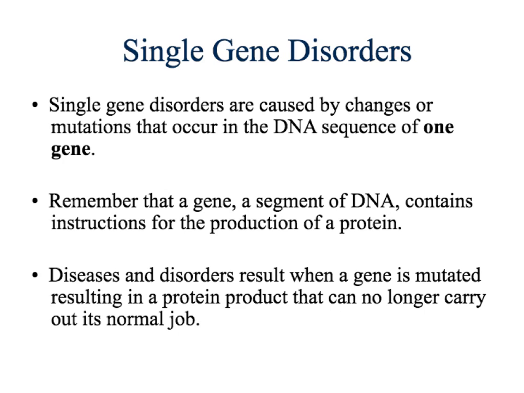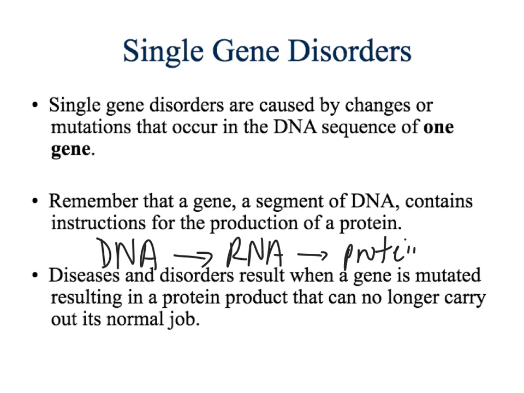Okay, so single gene is our first one. Single means one, gene means DNA. So single gene means one piece of your DNA, and it's going to cause a disorder. So it's caused by changes or mutations that occur in the DNA sequence. Now, a gene contains the information for coding for a protein. So remember that central dogma thing that I said wasn't going to go away? We have DNA to RNA to protein. Okay, DNA to RNA to protein.